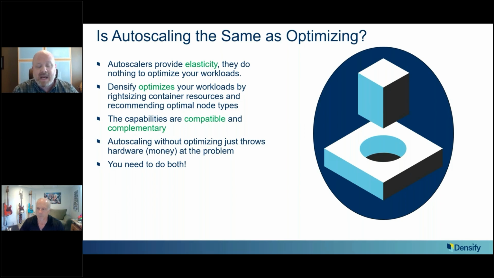At this point, I'm going to hand it back to you, Andy, for a few minutes to go into more detail about how a full stack K8 optimization platform like Densify can help you in your environment.